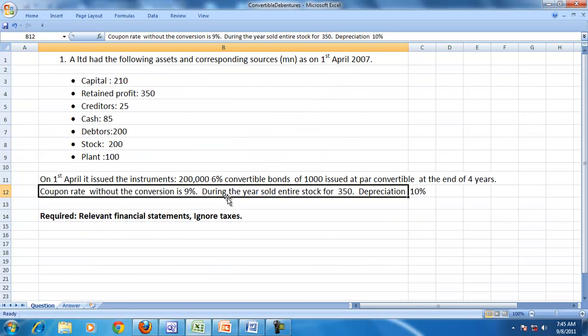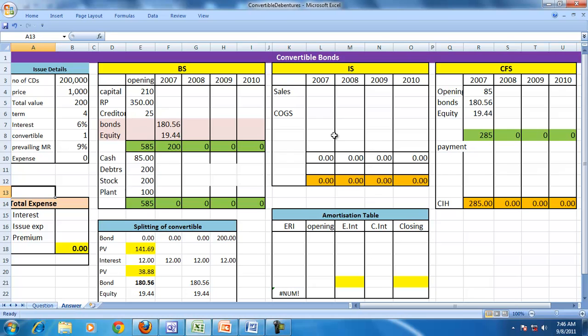Now we'll get into the other transactions. They've sold the entire stock for 350, and let us assume that that is for cash. So the entire 350 will be a cash inflow, and the corresponding cost of goods sold is 200. So the stock will not be there anymore. These are our regular transactions.